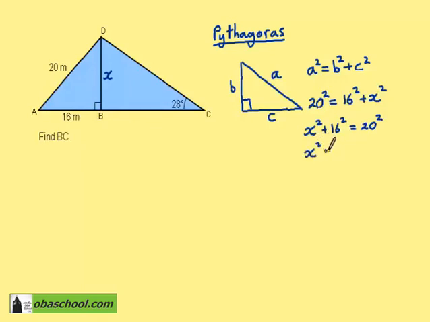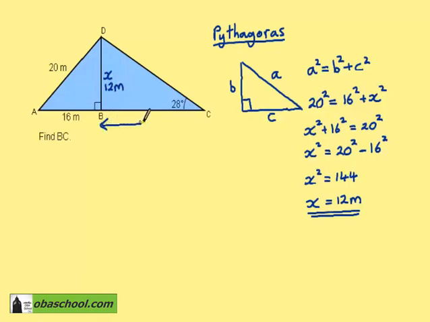Taking 16 squared from both sides gives x squared is 20 squared take away 16 squared, and we can now calculate x squared is equal to 144, and taking the square root, x is then equal to 12 meters. This is an exact answer. So we now know that x is 12 meters.